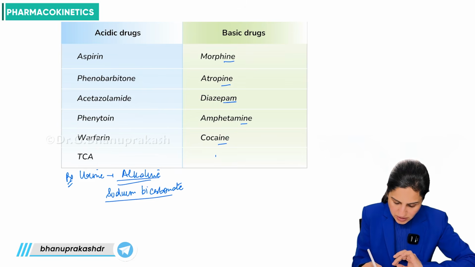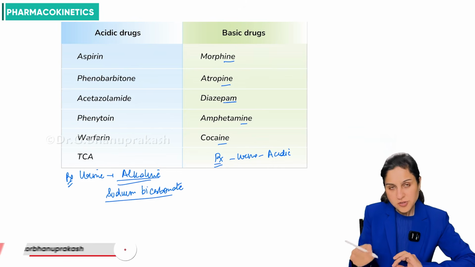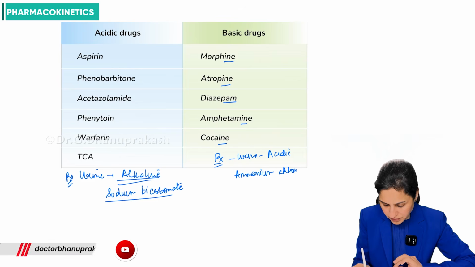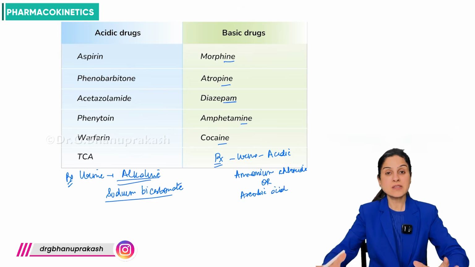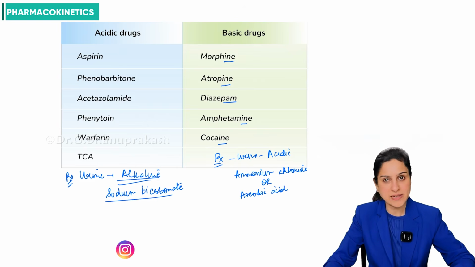So basic drugs, how to excrete them faster, that you make the urine more acidic, right? So how can you make the urine more acidic? So we give ammonium chloride or ascorbic acid, vitamin C. So this makes the urine more acidic and helps in the excretion. So this rule can be made use of in drug poisonings.